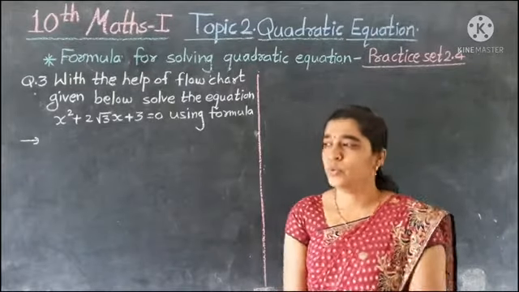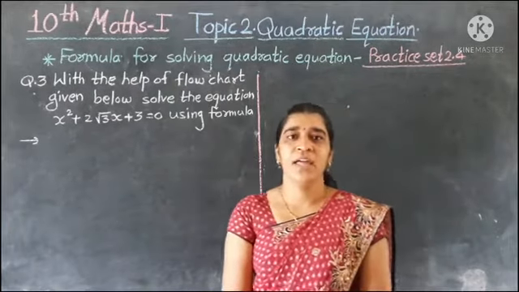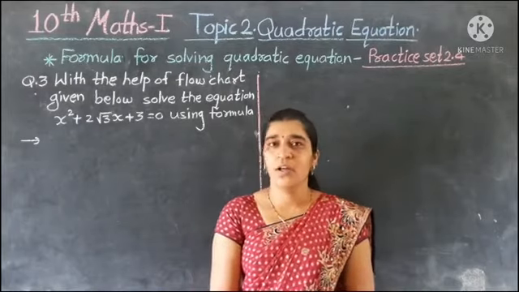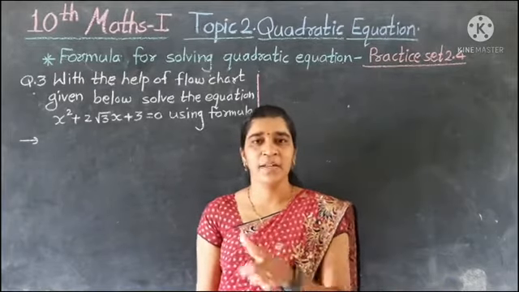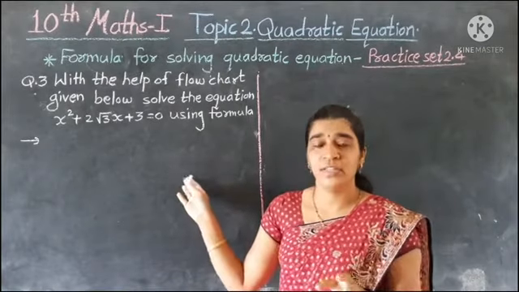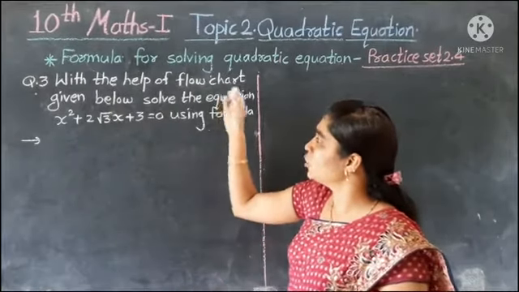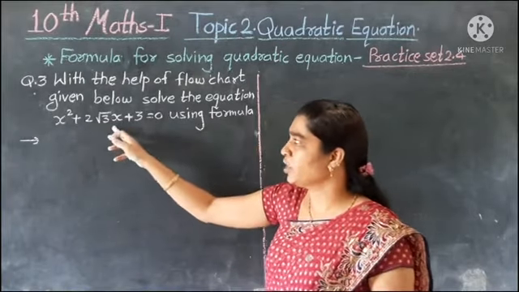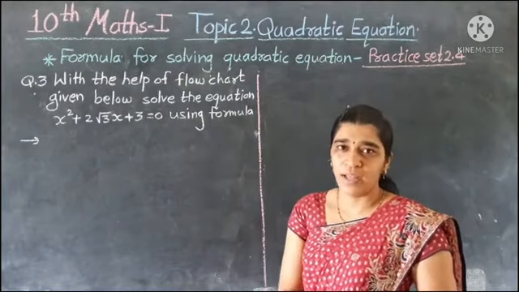In question number 5 you are given such types of flow charts. Three flow charts are given and the question is of 3 marks. Each flow chart is 1 mark: finding the first value, second value, and third value. In the question paper, question 5 is a 3 marks question. With the help of the flow chart given below, solve the equation x square plus 2 root 3x plus 3 is equal to 0 using the formula method.